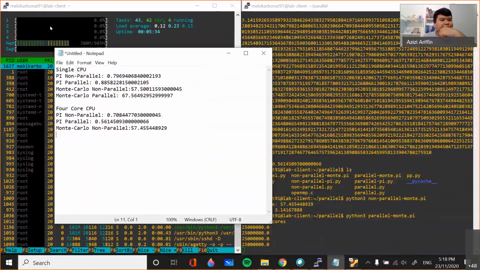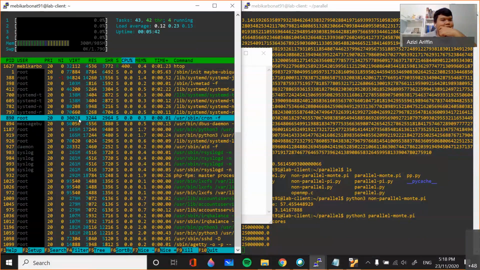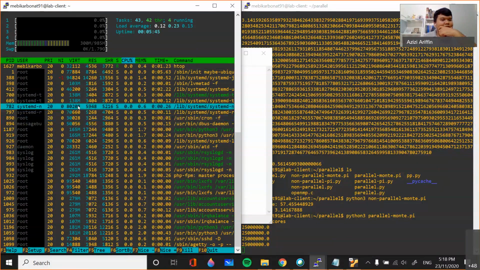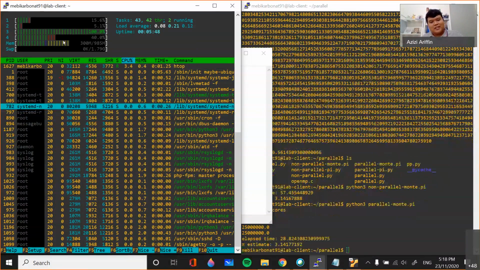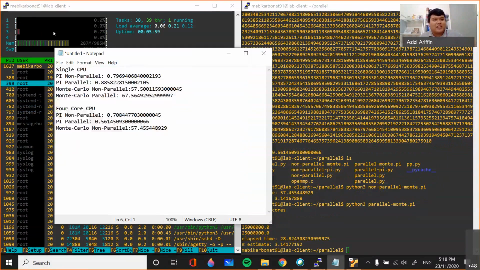Tadi dah guna lah. Tak sebenarnya apa? Dia tadi sepatutnya dia dah 100% tadi. Okay, so kalau hash stop ni saya rasa dia tak ada dapat CPU time tu. So dia hash stop pun tak ada nak kira.